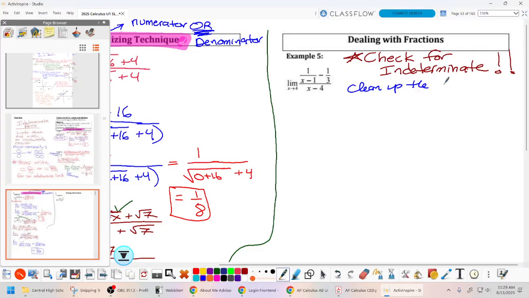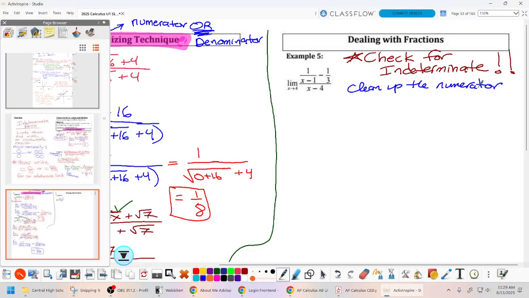This is a difference, but let's just clean up the numerator in this case. Could this be in the denominator? Yeah. So when I say clean up, we have an x minus 1 and a 3. So what do we do for a common denominator so we can actually add these together?